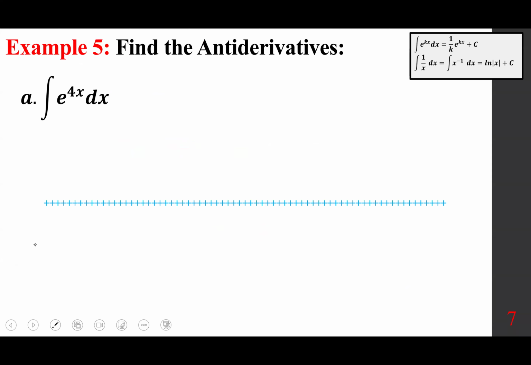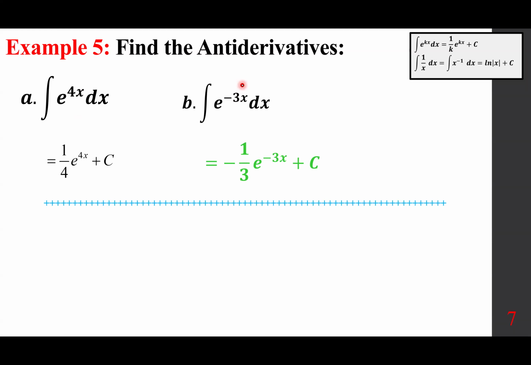Dealing with exponentials, when you differentiate, you multiply by k. When you integrate, you divide by k. So the answer is always itself. In the case of integration, we're going to divide by 4. So 1/4 e to the power 4x and a constant. What about this one? The answer is itself. Divide by -3. So -1/3 e to the power minus 3x and a constant.